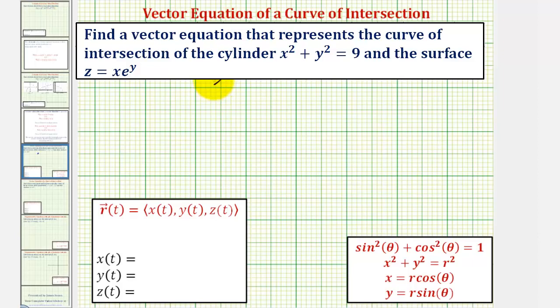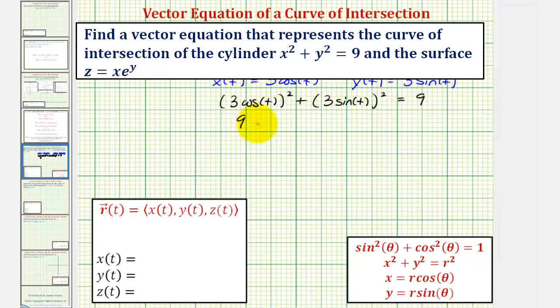So again, we're going to let x of t be equal to 3 cosine t and y of t equals 3 sine t. Now if we used sine for x of t and cosine for y of t, it would still work out. But let's go ahead and verify if this does satisfy the equation x squared plus y squared equals 9. Since x of t equals 3 cosine t, x squared would be 3 cosine t squared plus y squared, which would be 3 sine t squared, equals 9.